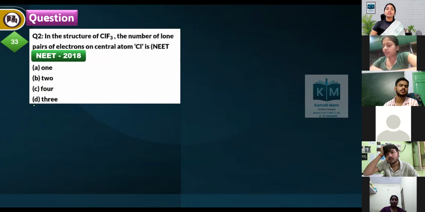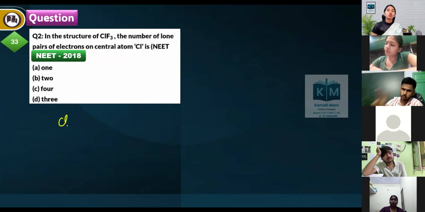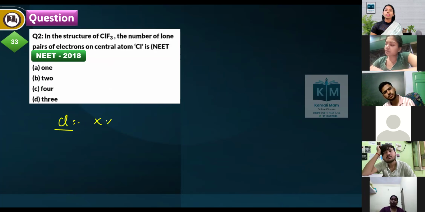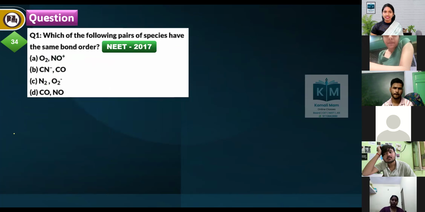In the structure of ClF3, the number of lone pairs of electrons on the central atom Cl is? How many lone pairs? T-shape, most famous, 2 lone pairs. Chlorine has 7 electrons in the valence shell: 3, 4, 5, 6, 7. Each fluorine forms 1 bond. 2 electrons are left out as 1 lone pair, and 2 electrons as another lone pair. Total 2 lone pairs are present in this structure.